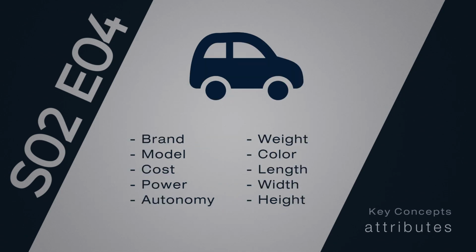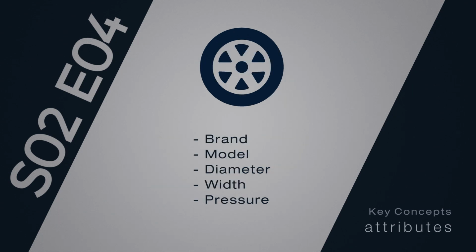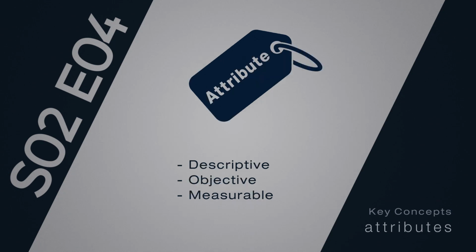Attributes for a car could be brand, model, cost, power, autonomy, weight, color, length, width, height. Even the components of the object or person can also have attributes. For instance, car wheels can have brand, model, diameter, width, pressure. In 3D applications, we are dealing with geometry and its components. Therefore, we are only interested in attributes that are descriptive, objective, and measurable.